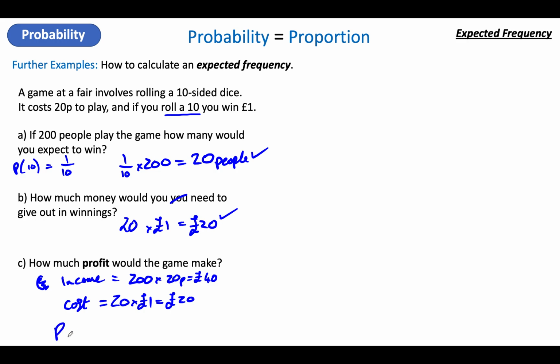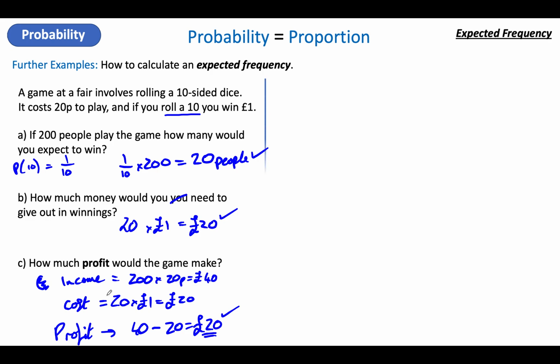So my profit is the difference between the two. I have my income, and I take away from that the amount of money I need to give away. And what's left over, which is £20, is my profit. So that's what profit is. Difference between the income and the cost, the outgoings.